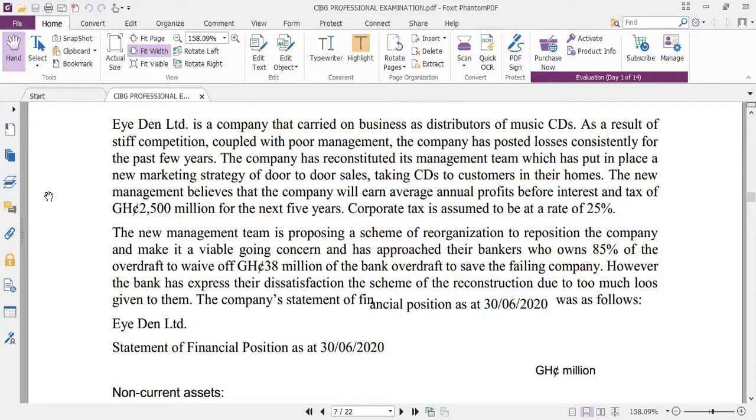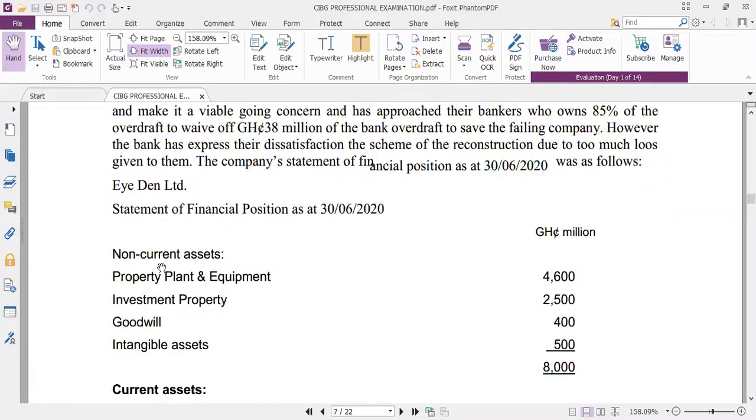The company's statement of financial position as at 30th June 2020 was as follows. You write your exams in July, so by then June will be a thing of the past.